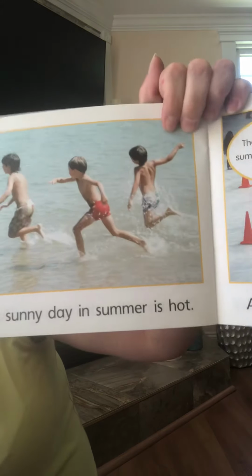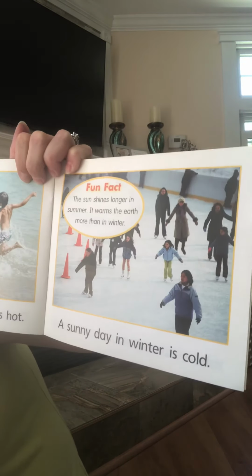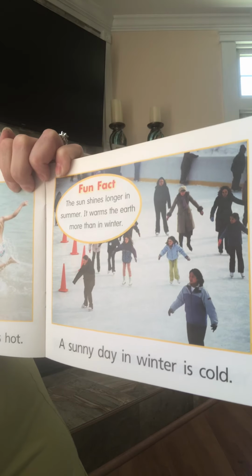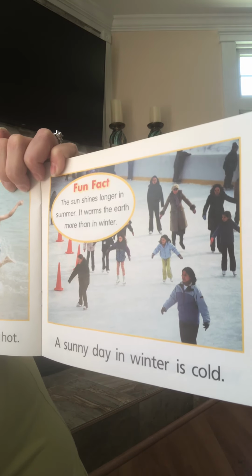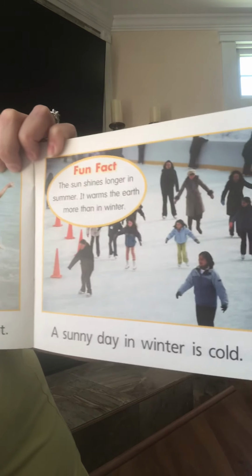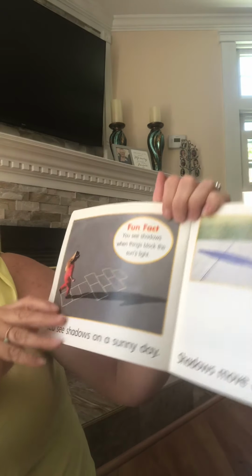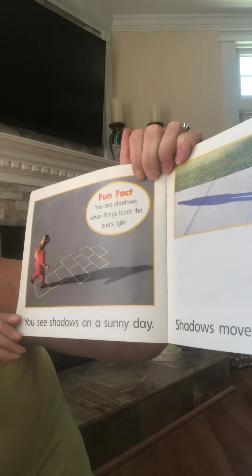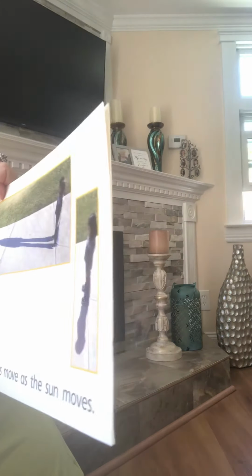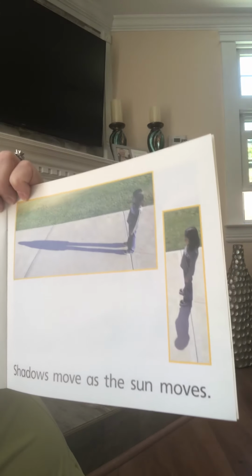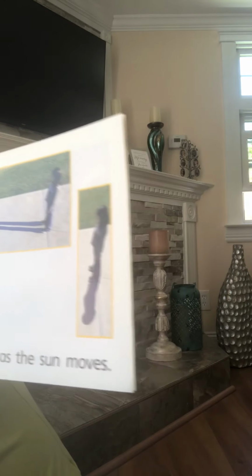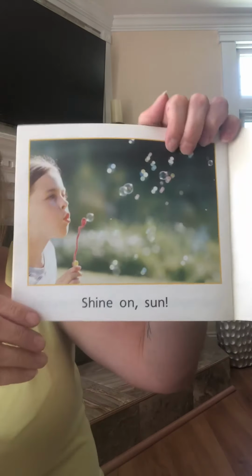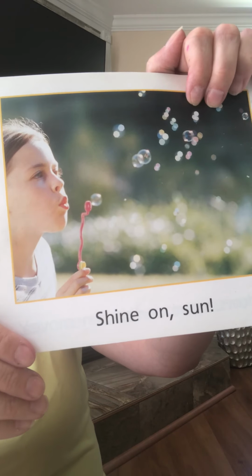A sunny day in summer is hot. A sunny day in winter is cold. The sun shines longer in the summer. It warms the earth more than in the winter. You see shadows on a sunny day. You see shadows when things block the sunlight. Shadows move as the sun moves. Oh, another detail about the sun might have been that it helps us to see shadows too. Shine on, sun.